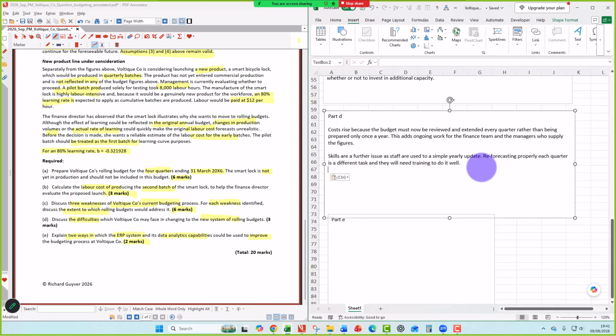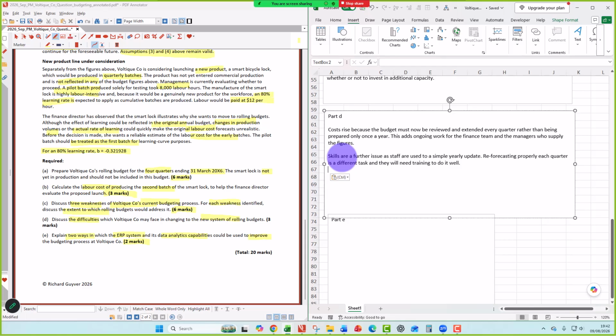Another one I came up with, as I just mentioned, is skills. The previous system, there was this annual budget setting process, very simple, just an incremental, inflation adjusted change. Reforecasting properly every quarter is more complicated. It requires a high level of skill. And so we will possibly need to introduce training or additional resource or something like that in order to make sure we've got the right level of expertise and understanding in order to do that.